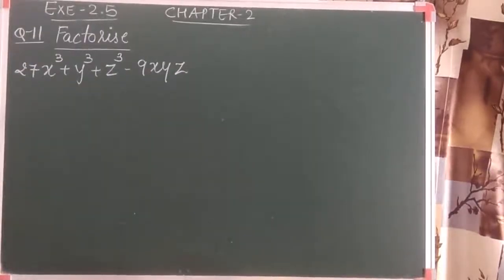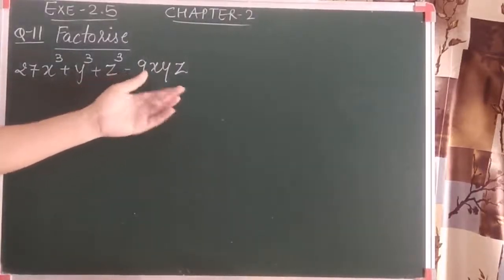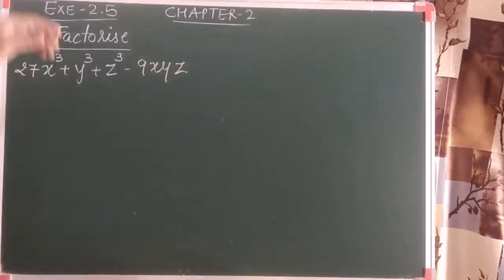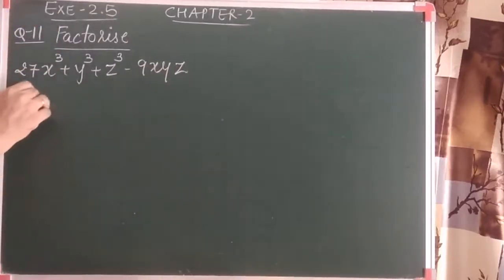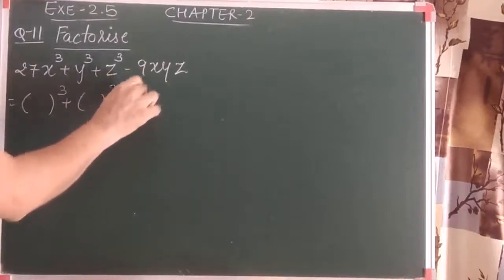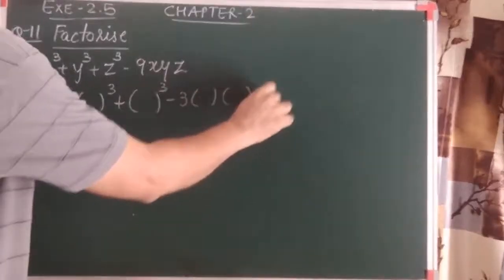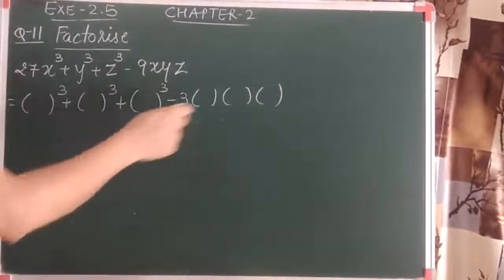Let's see this sum, which is based on the previous identity which we discussed. You can see there are three perfect cube terms and a minus one term, so four terms are there. So again, let's convert this into the standard form: x cube plus y cube plus z cube minus 3xyz. So you can see that I have written it in the standard form.